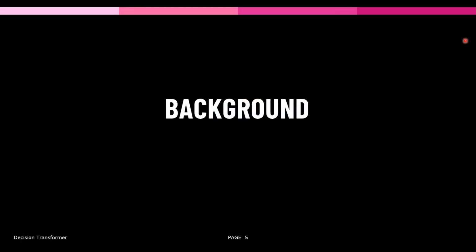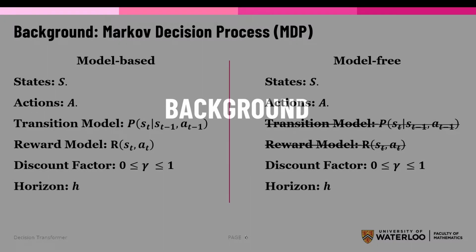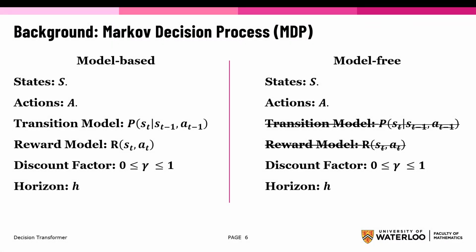So before going into how this method actually works, we need to present some preliminary knowledge that would help us understand the methodology of this paper a bit more. To begin with, most reinforcement learning algorithms are modeled as a Markov decision process, short for an MDP. And for the two main categories of our algorithms, which are model-based and model-free, we have different MDPs as shown here.